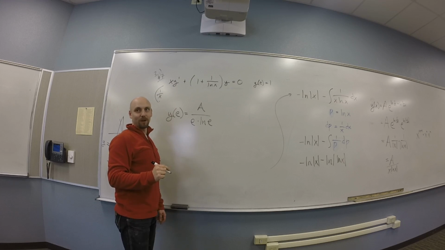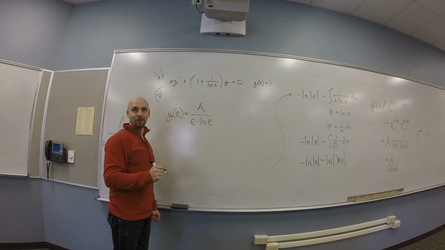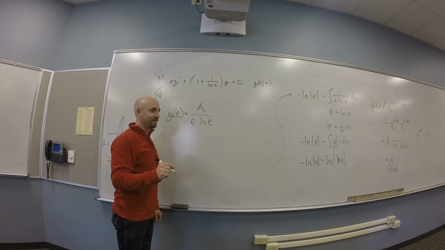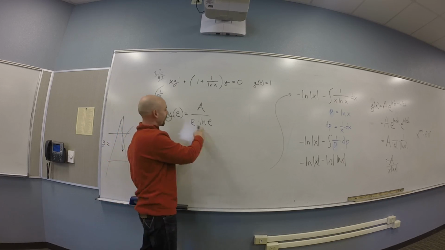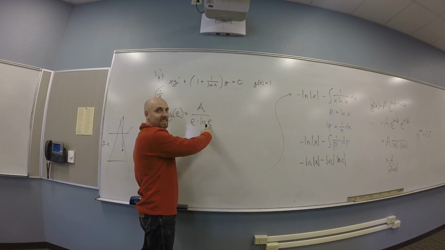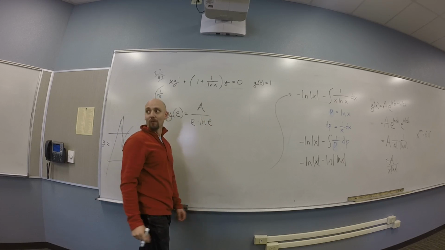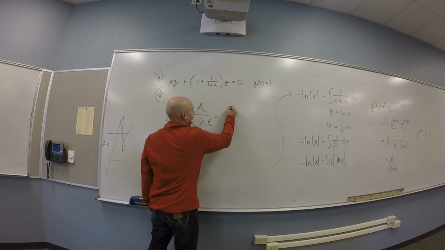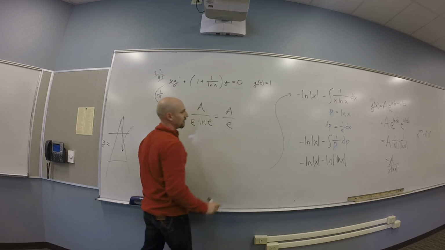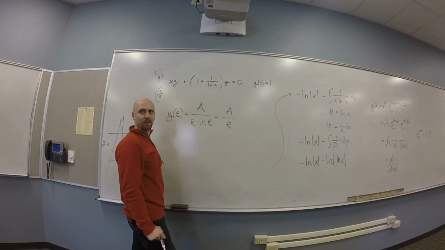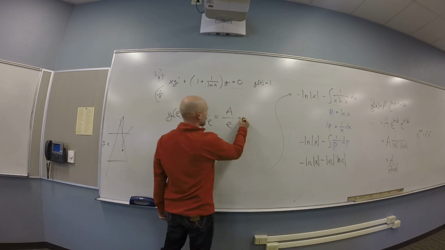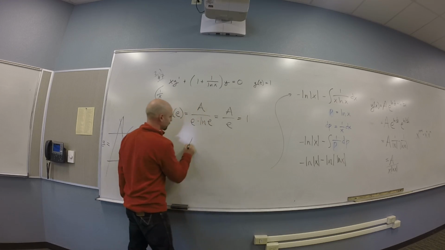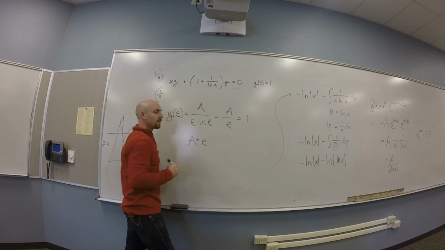Log of e, to the best of my recollection, is a number, probably 1. Really, it's definitely 1 because this is asking what power of e is e. E is the first power of e. So you got a over e, and what is that also supposed to be? That's also supposed to be 1, which kind of seems to imply that a is e, right?